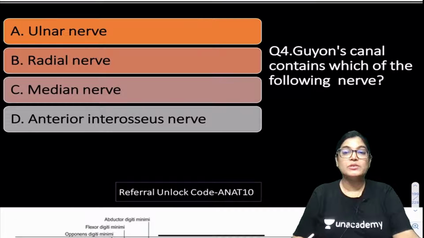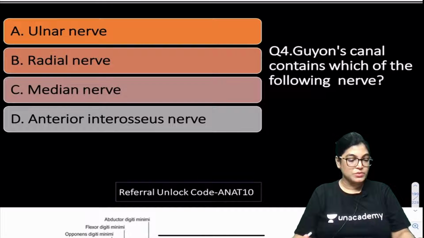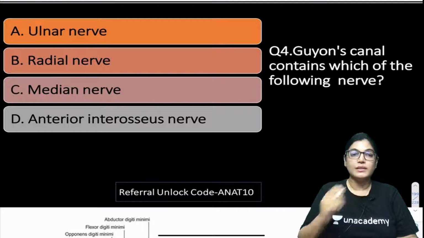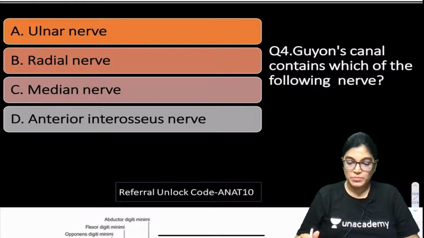Guyon's canal contains which of the following nerves? Everyone try to mark it correct. Guyon's canal contains which of the following nerves: radial, median, ulnar or anterior interosseous nerve? Question number 4.